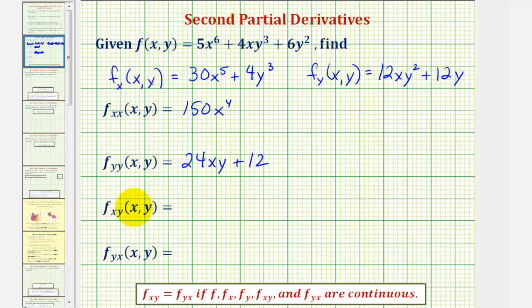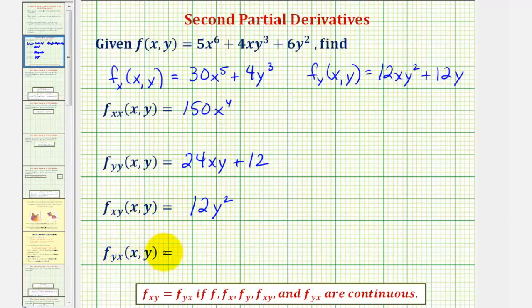And now these next two partial derivatives are called mixed partials. For this first mixed partial, we want to differentiate f with respect to x first, and then y, which means we'll find the derivative of this partial derivative with respect to y. So the derivative of 30x to the 5th with respect to y would be 0, and then the derivative of 4y to the 3rd with respect to y would be 12y squared.